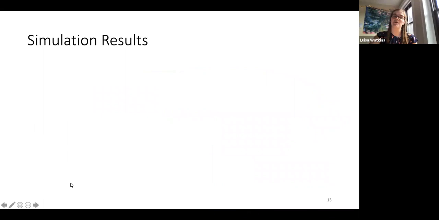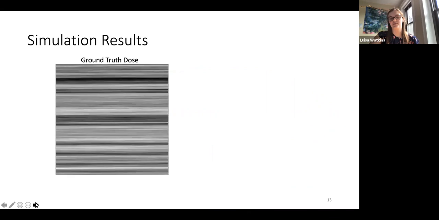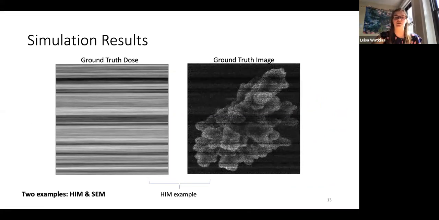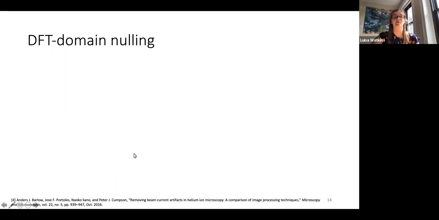And lastly, I'll be going through simulation results. I'll be going through 2 examples where, as I've shown previously, we have our dose and our image. I'll show 2 examples: HIM, which if you remember is using the helium ions, which are larger, and then SEM, which uses the electrons, which are smaller, which is a more difficult problem. But before I go into that, there's also a method that I'm competing with. That's called DFT domain nulling, which takes the conventional estimate and tries to clean up the stripes.